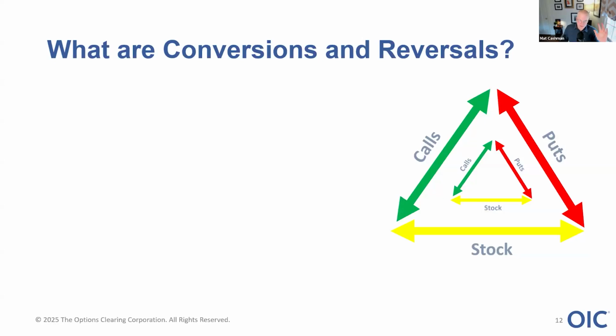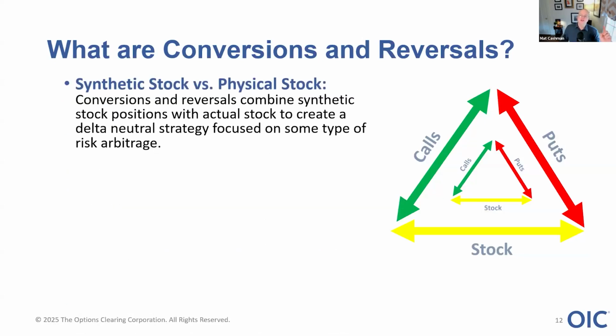What are they? Conversions and reversals are essentially synthetic stock of some kind, either long or short, versus physical stock of some kind, either long or short. Conversions and reversals combine those two things against each other. Generally speaking, they combine them in what we call a delta neutral way, meaning if you're carrying 100 shares of stock, you're probably carrying, if you want to be delta neutral, 100 shares of a synthetic stock position.